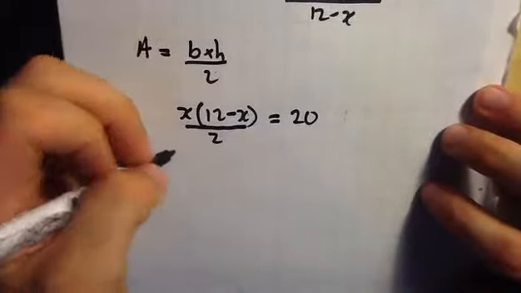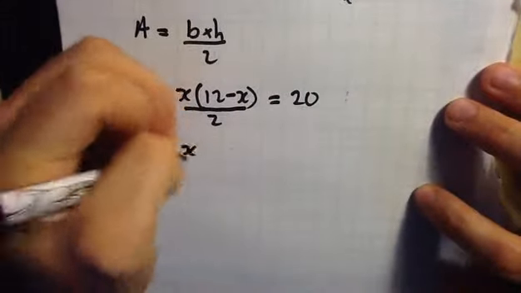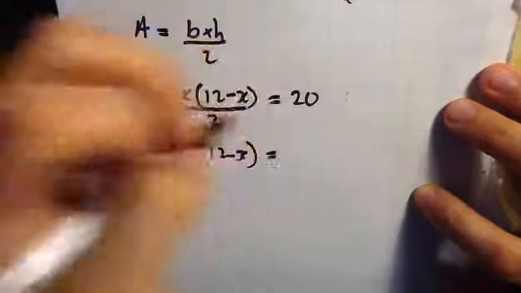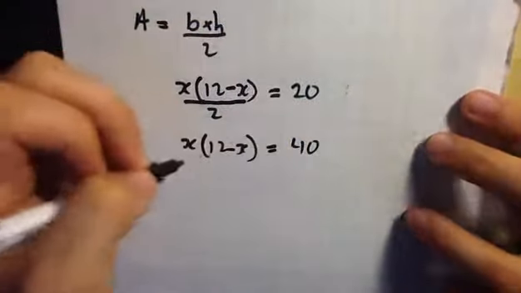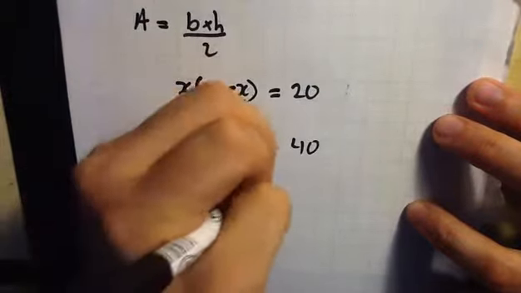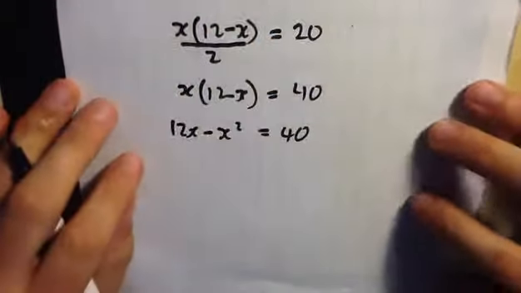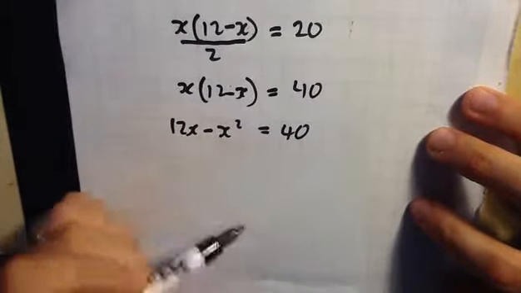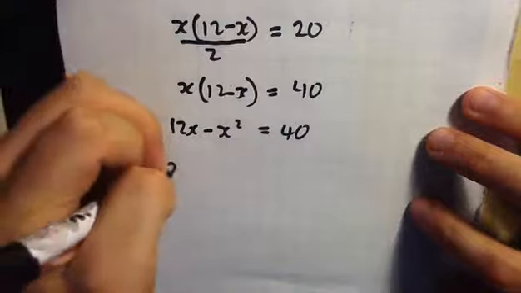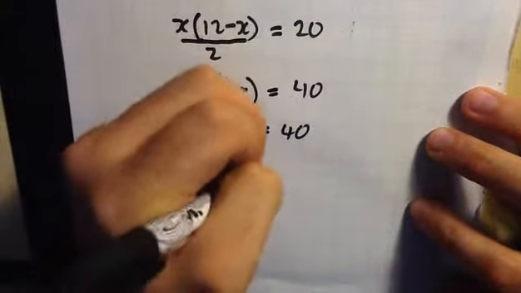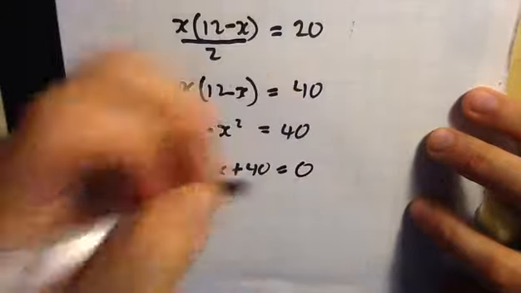So let's simplify this equation. Multiply both sides by 2, and it's equal to 40. Expand the brackets: 12x minus x squared is equal to 40. Now in order to solve this, I want to make the x squared positive, so I'm going to bring the negative x squared and positive 12x over to that side, and it gives me x squared take 12x plus 40 is equal to 0.